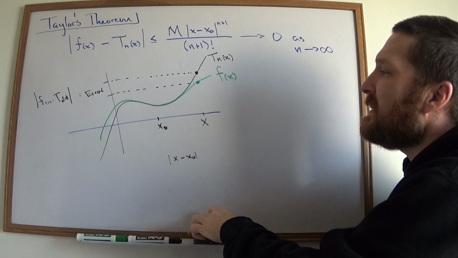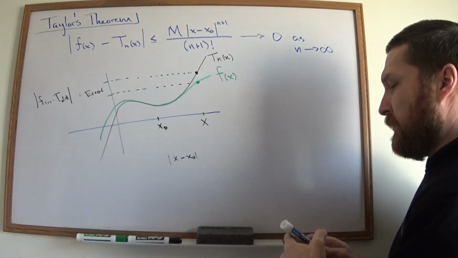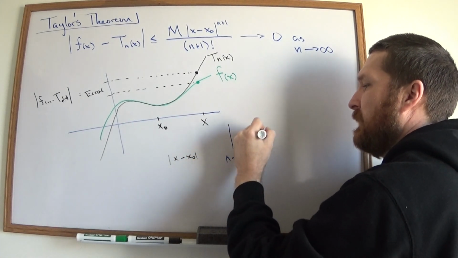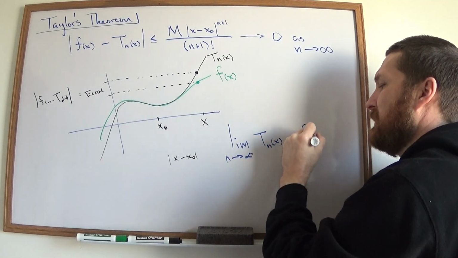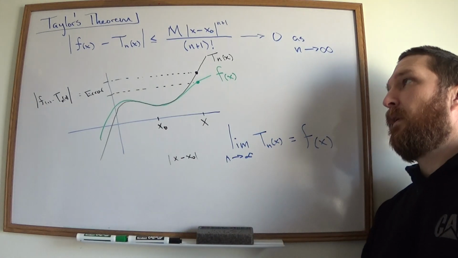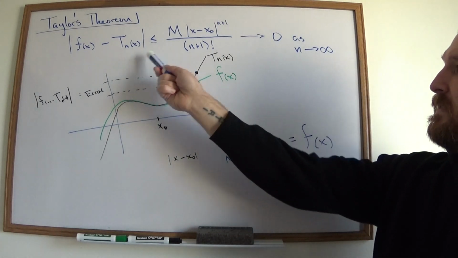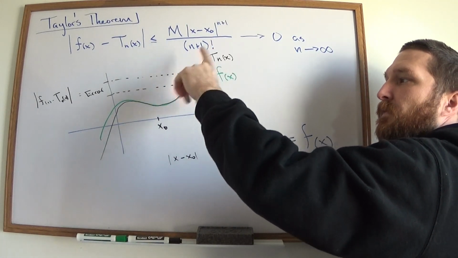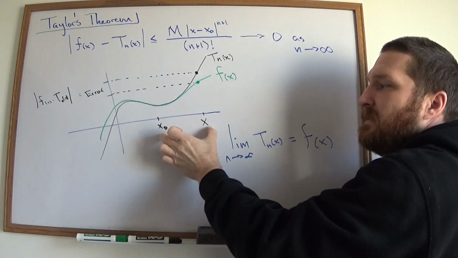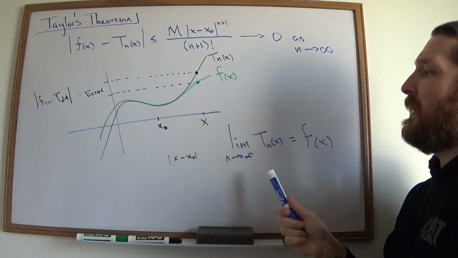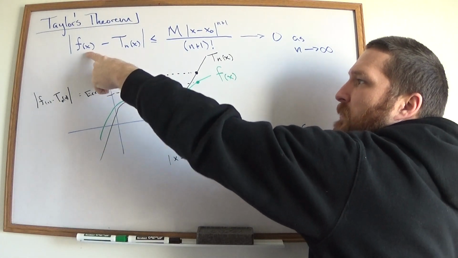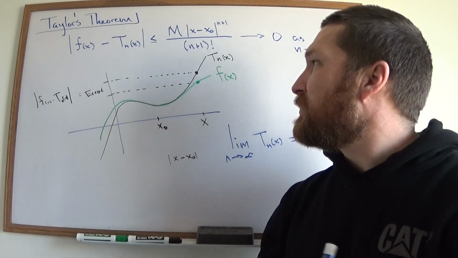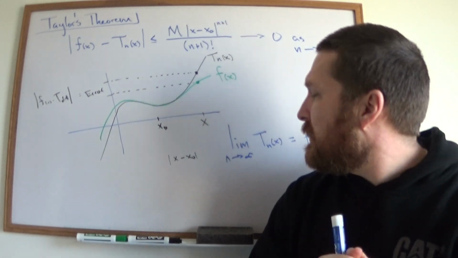Because since this is true, this tells us that the limit as n goes to infinity of Tn of x is indeed the function itself. That should be obvious from this. If you can make the error arbitrarily small, and it doesn't matter how big this is, then it must be the case that the Taylor approximation is approaching the function. We saw that a bunch of ways, graphically and otherwise, when we were first talking about this stuff. So that's the goal for today.